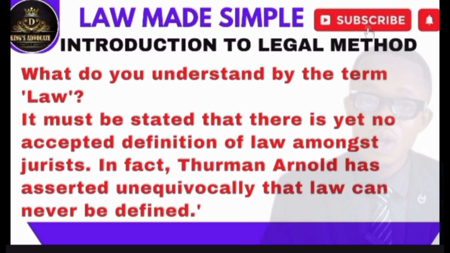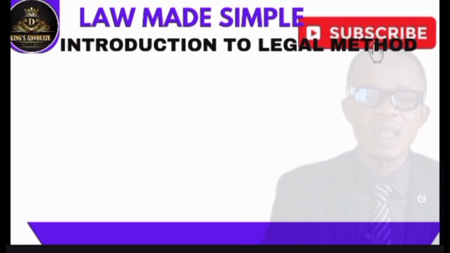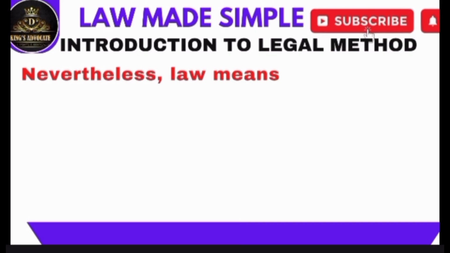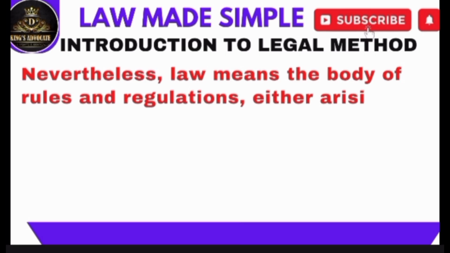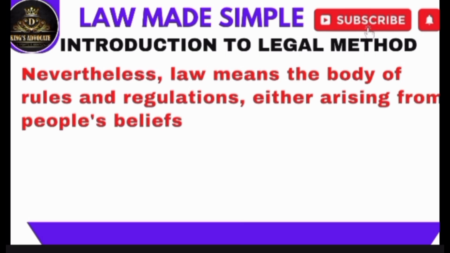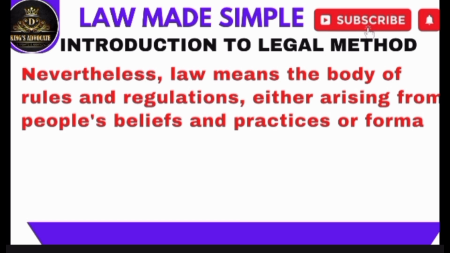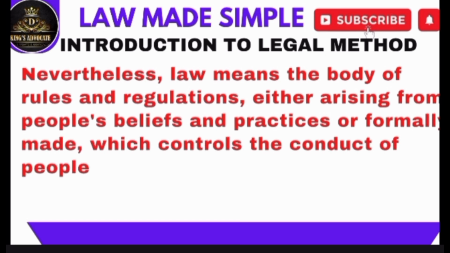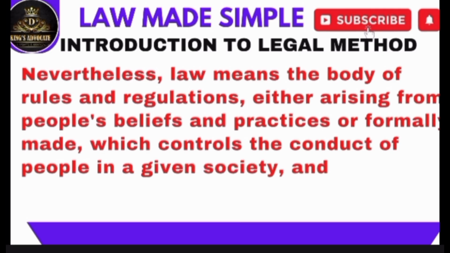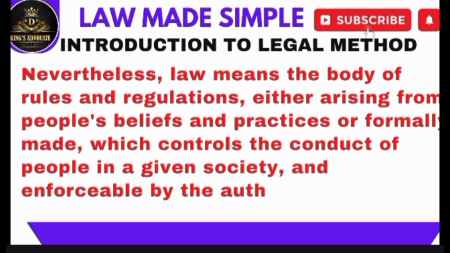Then, for the benefit of this video, here is a definition you should know, a very elementary definition of law. We say that law means the body of rules and regulations, either arising from people's belief, practices, or formally made, which controls the conduct of the people in a given society, and is enforceable by the authority of the sovereign. Now, I want you to pay key attention to this definition so you can underscore some points. When we say that law is a body of rules and regulations, either arising from people's belief or practices, it simply means in this case that law could be our customs.